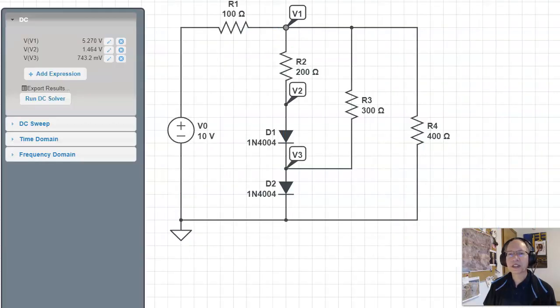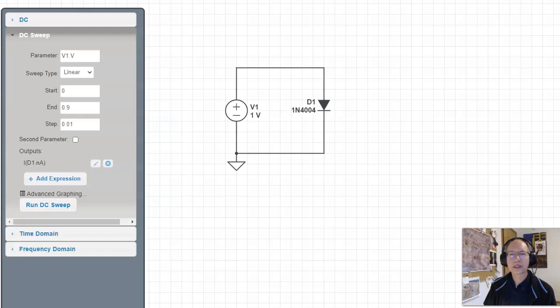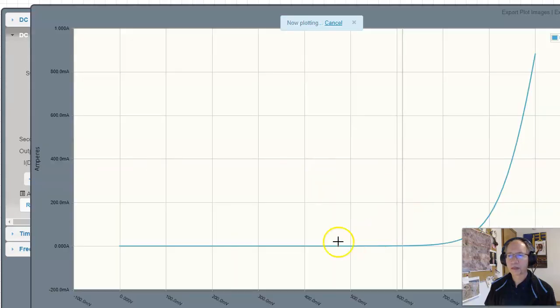I can do that in CircuitLab somewhere. There it is. If I sweep the voltage from 0 to 0.9 volts and look at the current, you get the same thing. It's basically almost no current, and then it takes off.